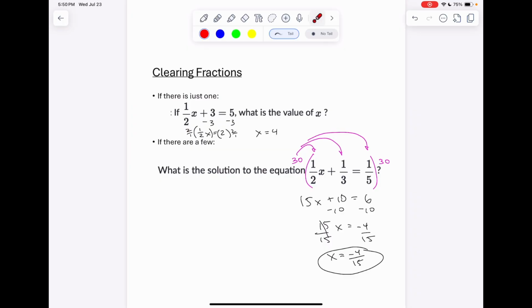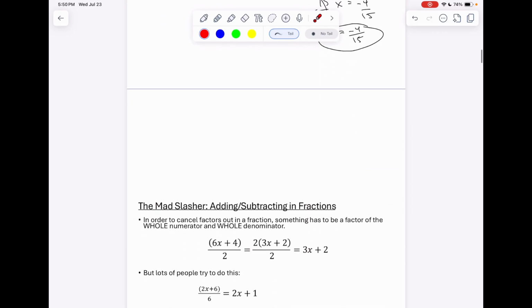And I do get the question a lot, Donna, can't I just subtract 1/3 from that side and then multiply by 2? Absolutely. If you don't mind working with fractions, you work with them. But if you really don't like working with fractions, and I think a lot of people don't, that's a good move to do to clear them.